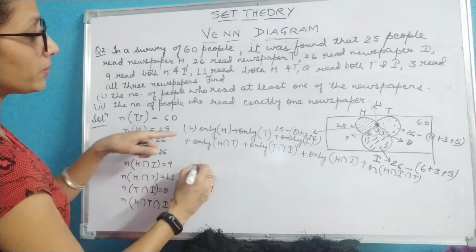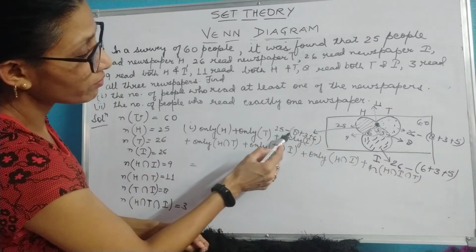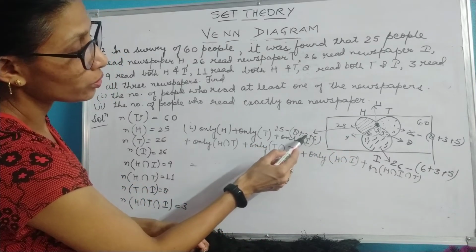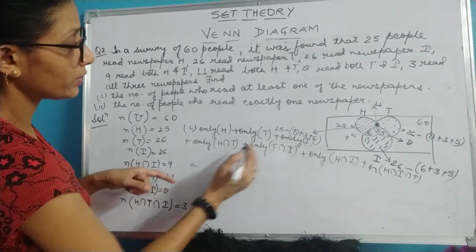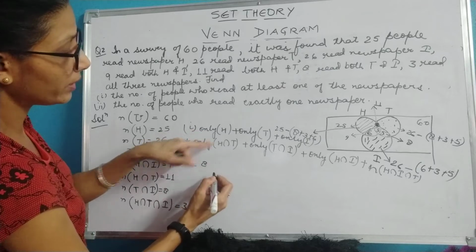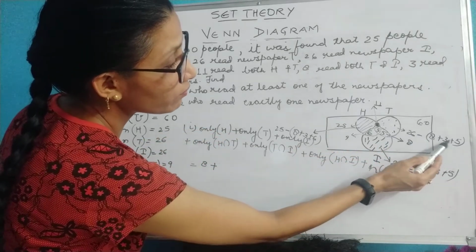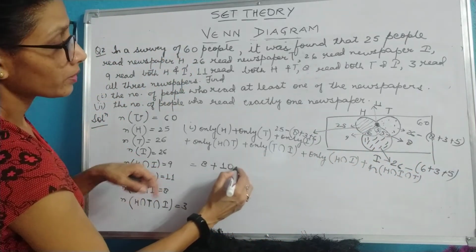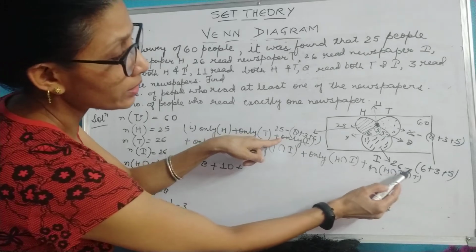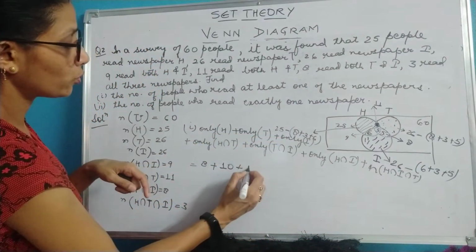So here, how much is only H? This is the part 25 minus 8 plus 3 plus 6. So 9 plus 8 is 17, and 25 minus 17 will give me 8. So only H is 8. Only T is what? 26 minus this. 5 plus 3 is 8. 8 plus 8 is 16, and 26 minus 16 is just 10. Plus only I, 26 minus this. So this is 8 and 14. 26 minus 14 is 12.